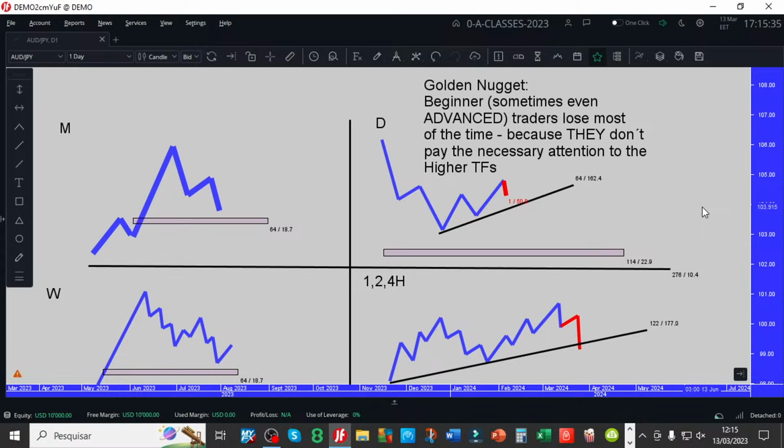Oh, but Gianpaolo was lucky. Okay? If it would be just buy uptrends and sell downtrends, everybody would be a millionaire by now. And 90% of traders, beginner traders, sometimes even advanced, lose most of the time because they don't pay the necessary attention to the higher time frames. Got it, heard you, boss.